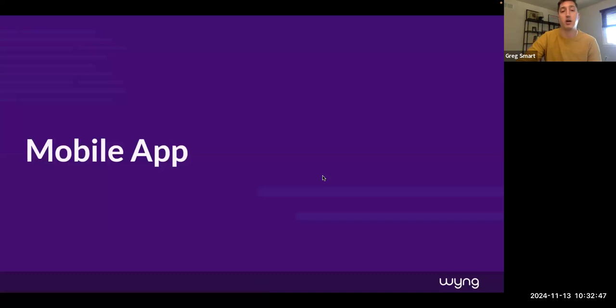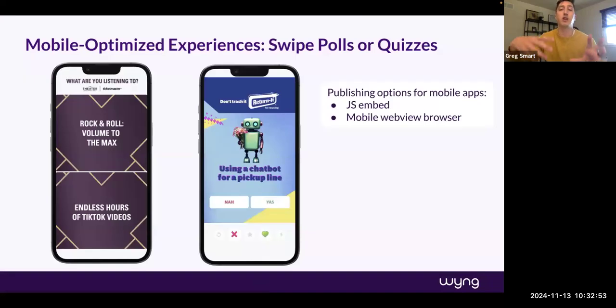And finally, we'll touch on mobile apps. So Wyng experiences can be published into a mobile app, and we have a few different options, really depending upon how your mobile app is set up. The first option is using our JS embed option. If your mobile app is built to support JS embeds, you can grab that, plug it into your mobile app, and go through and publish it that way.